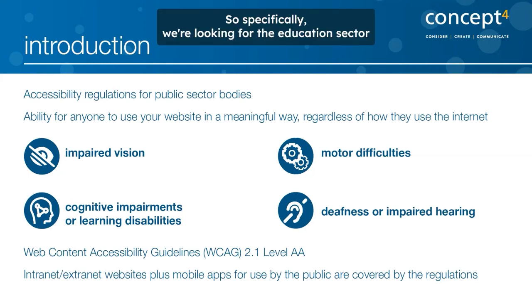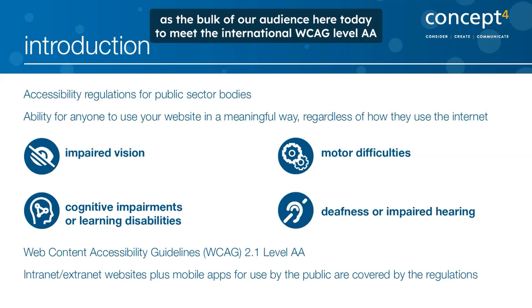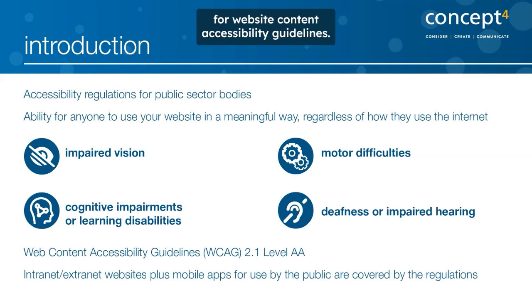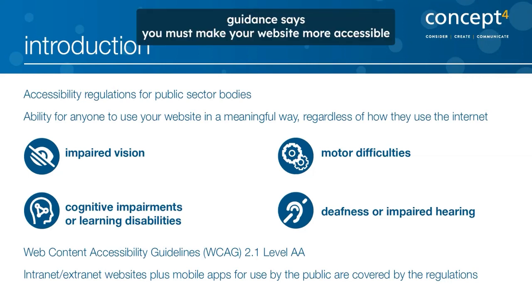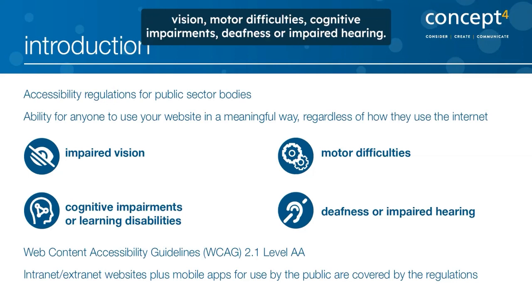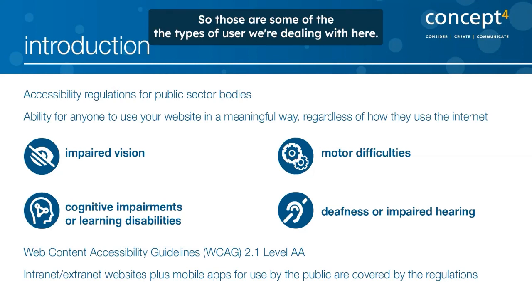So specifically, we're looking for the education sector, as the bulk of our audience here today, to meet the international WCAG level AA accessibility standard, where WCAG stands for Web Content Accessibility Guidelines. Again, a bit of a mouthful. So the guidance says you must make your website more accessible so that people can use it regardless of how they use the internet. So that may be people with impaired vision, motor difficulties, cognitive impairments, deafness or impaired hearing. So those are some of the types of users that we're dealing with here.